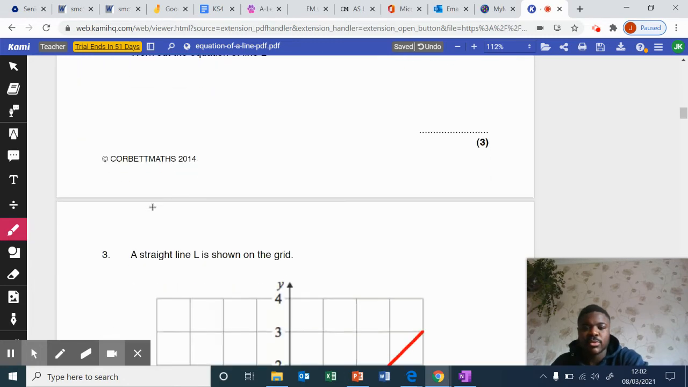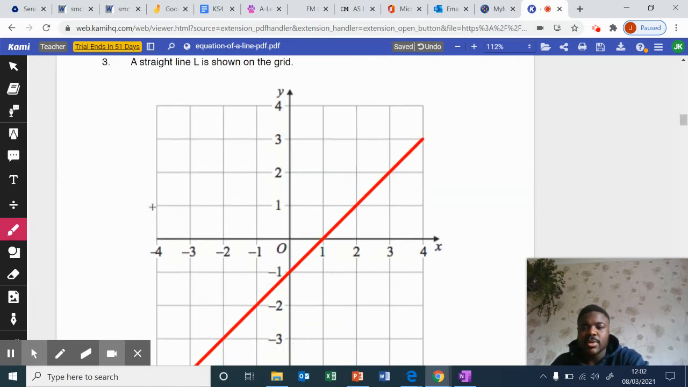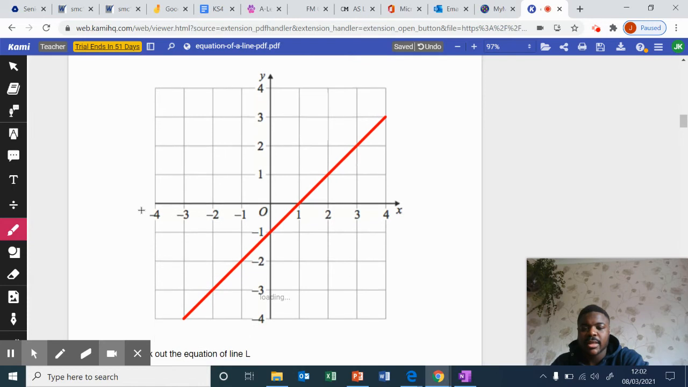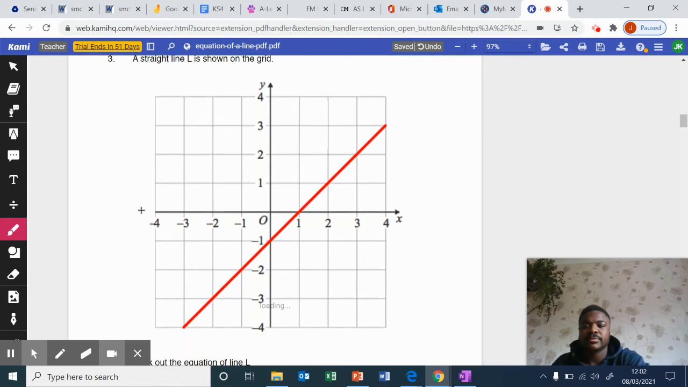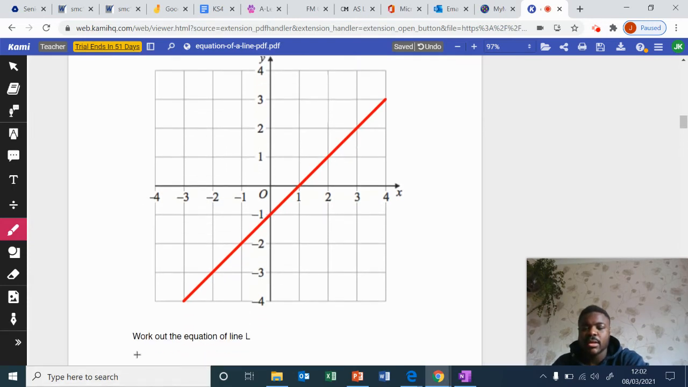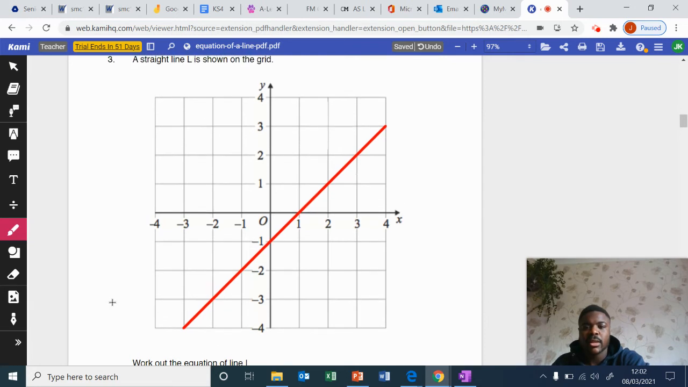Let's look at some more examples, guys. So here's another one, and we want to work out the equation of the line. So it says down here, work out the equation of line L. Okay, so we can see that it's of the form y equals mx plus c, and that the y-intercept is going to be minus 1. So it's going to be y equals mx, not plus, but instead minus 1 because it's a negative.